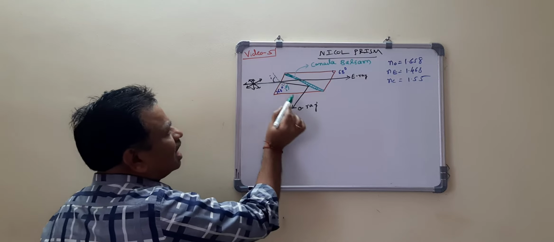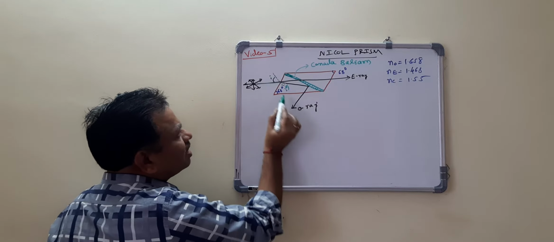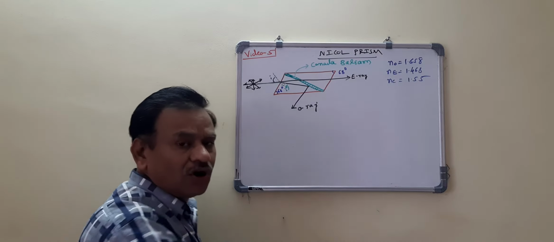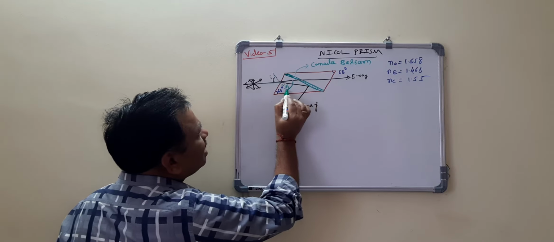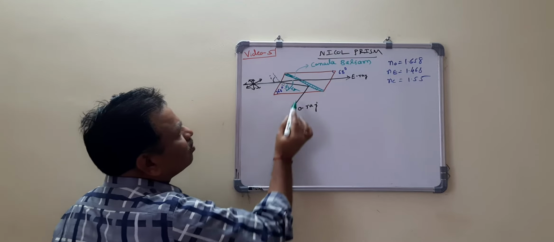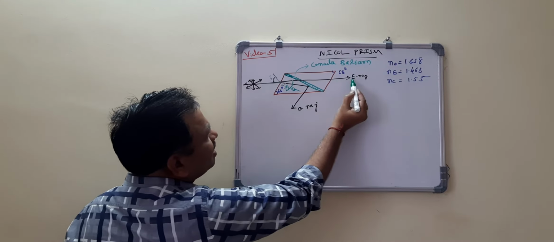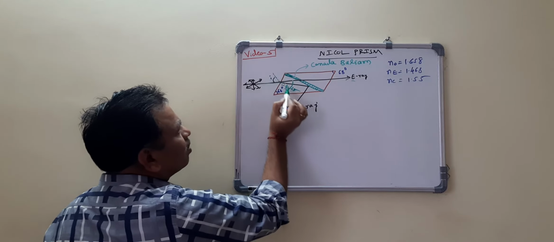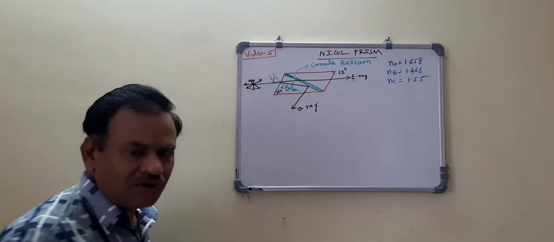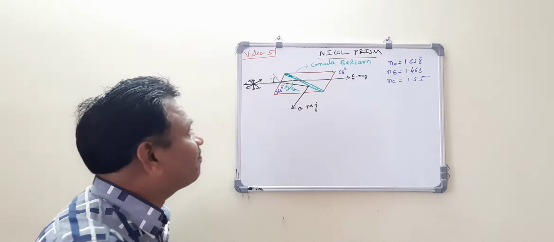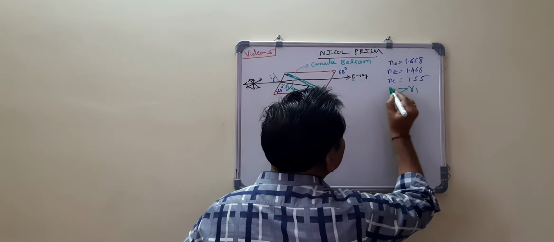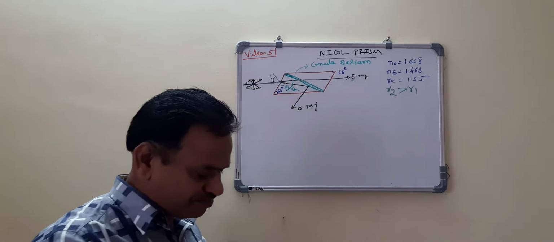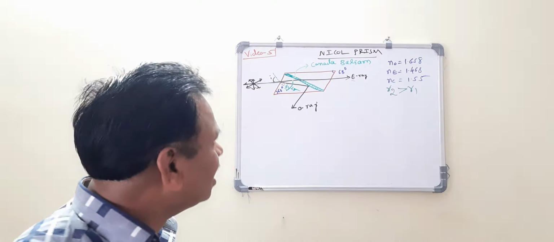What is R1? R1 is the angle between the normal and the ordinary ray. Next, this angle I will call R2. What is R2? The angle between the emergent ray and this normal is called the angle of refraction here. Look into this diagram. R2 is greater than R1 here. R2 is greater than R1.